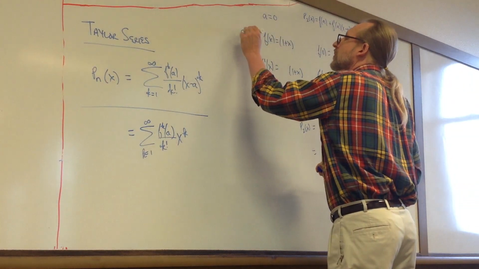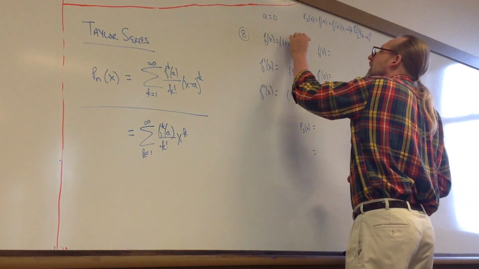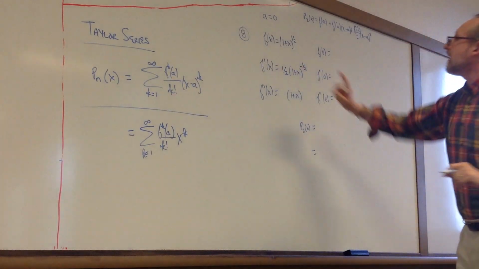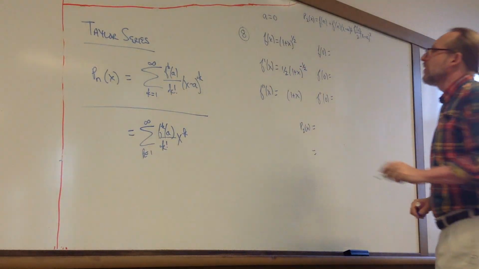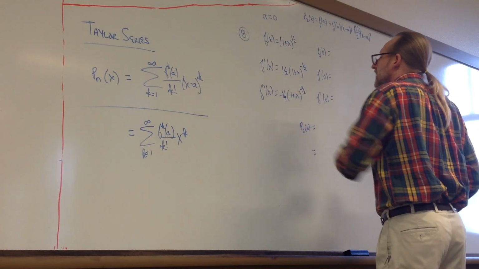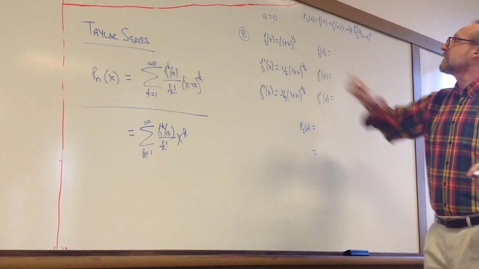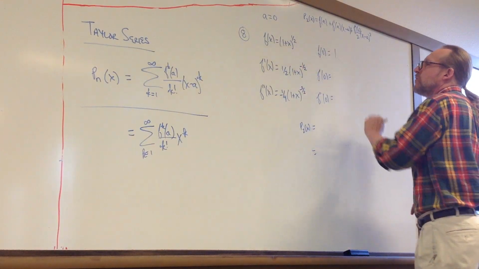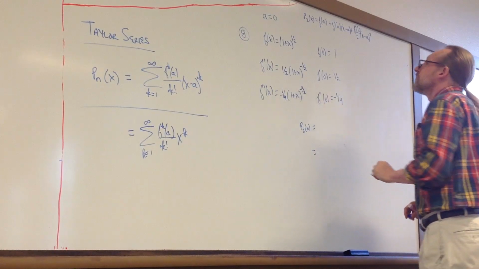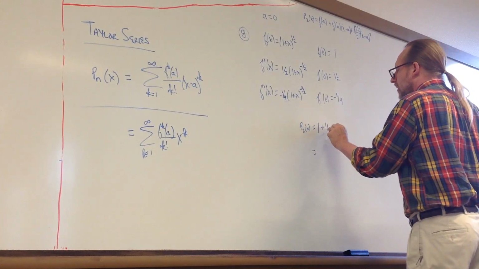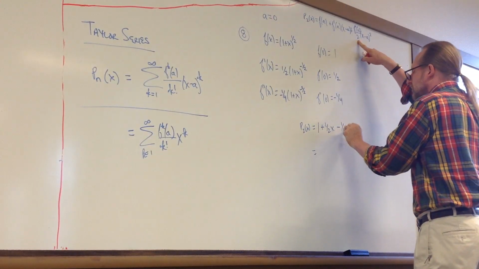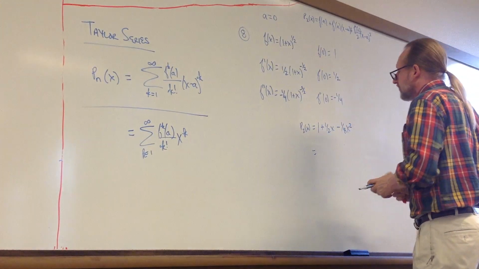Let's see. Problem 8, our function now is (1 + x)^(1/2). So that derivative will be a half (1 + x)^(-1/2), and this will be negative 1/4 (1 + x)^(-3/2). So with our x value of 0, again, this will be 1, this will be a half, and this will be negative 1/4. So this will be 1 plus a half x minus a fourth divided by 2, so that's an eighth x squared.